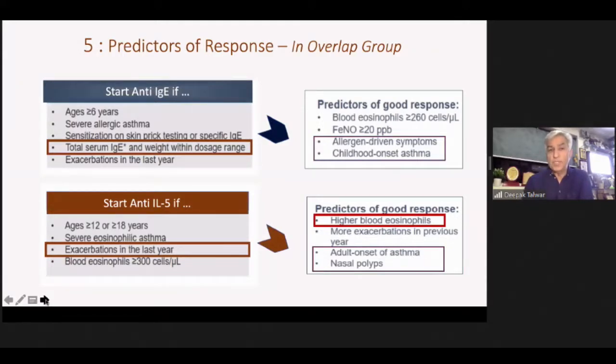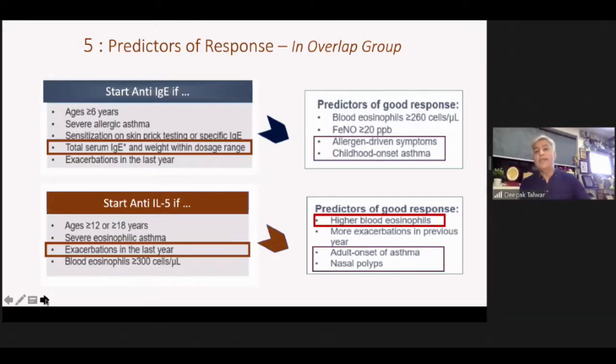So if a patient has childhood onset asthma with clear-cut allergy-driven symptoms, and a total IgE and weight within the range where you can use omalizumab, then this patient is showing the predictors of good response to omalizumab, particularly if the FeNO is more than 19 in this group of patients. So we will choose omalizumab.